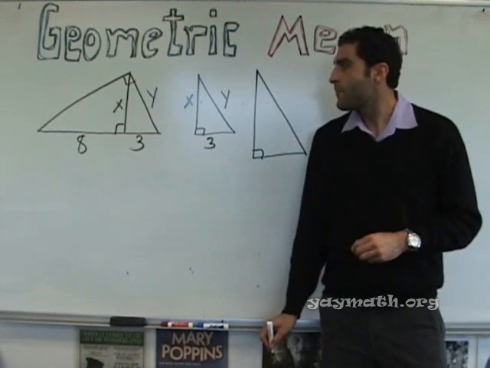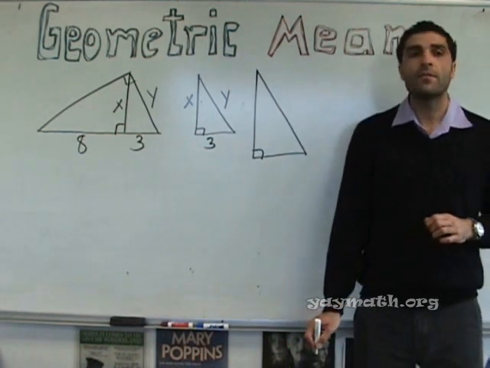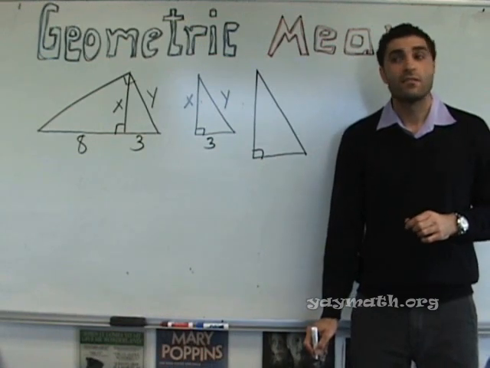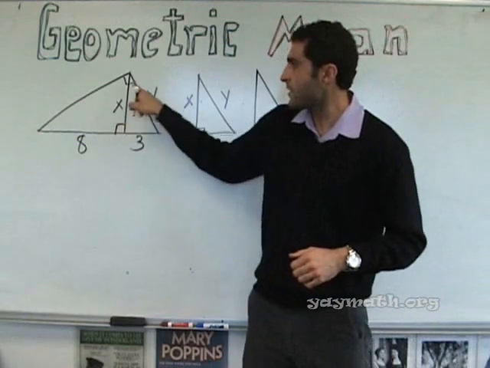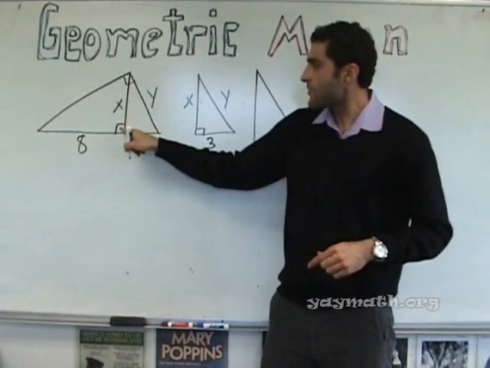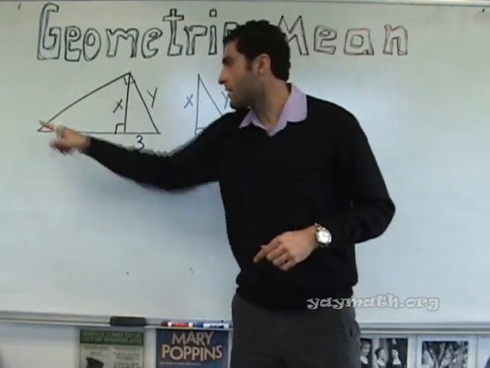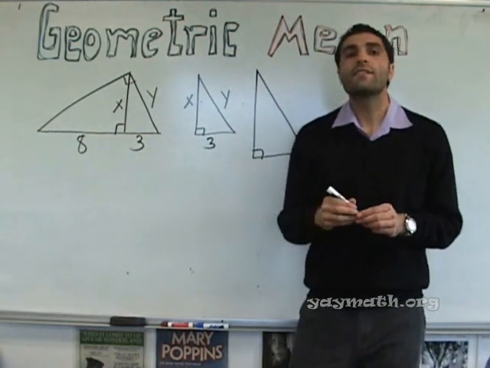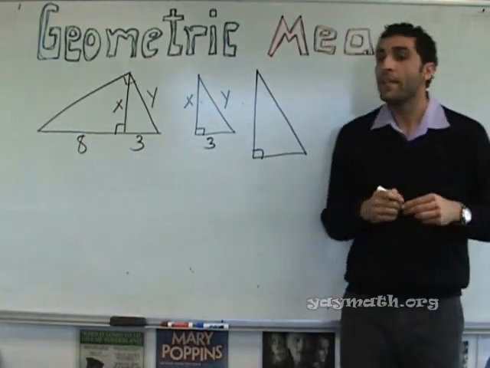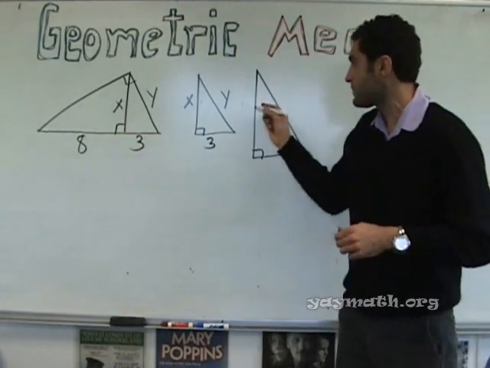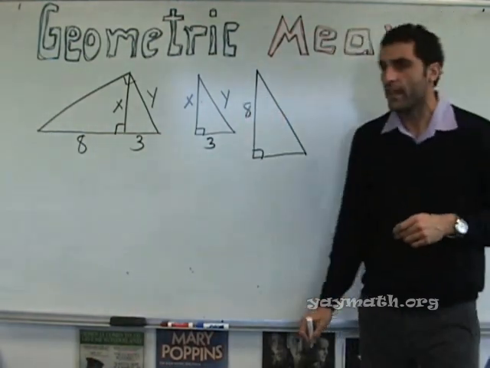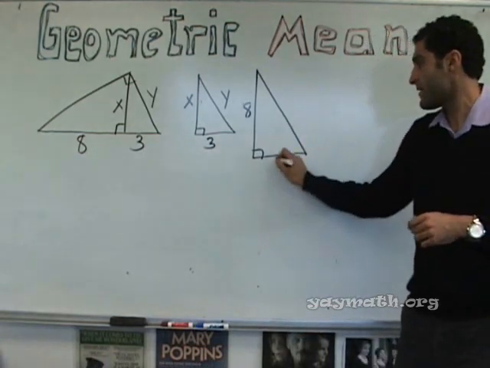Okay, medium triangle. What is the hypotenuse of the medium triangle? Unknown. Look at it closely. Medium triangle is here, this guy. Opposite the right angle, here, unknown. Okay. What is the long leg of the medium triangle? 8, that's right. What is the short leg? X. Very good.